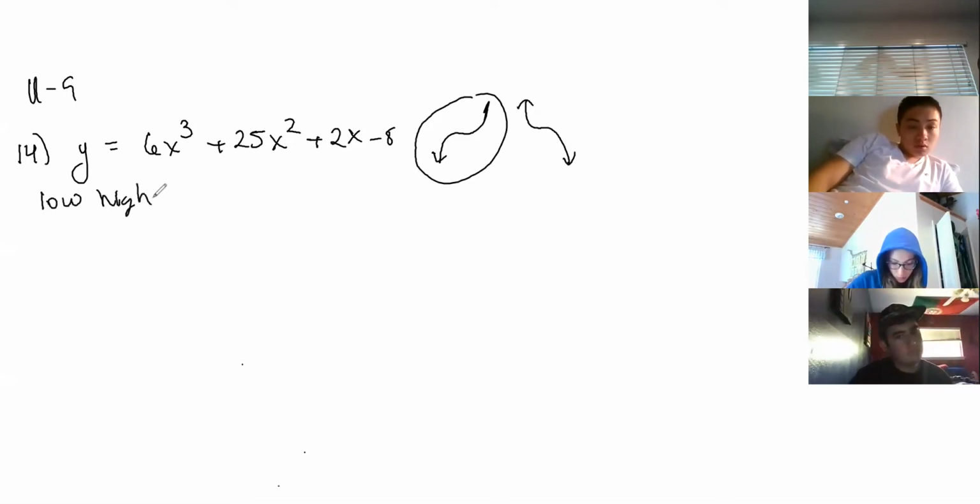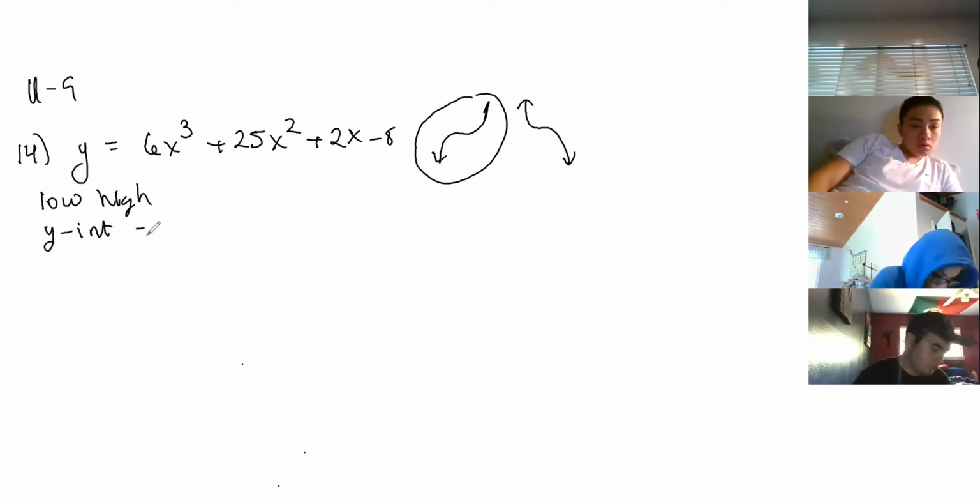Okay, what else can we figure out? The y-intercept. The y-intercept is easy to find because you just plug in zeros for all your x's. What does that give you? 0, 0, 0, -8. Minus 8, -8.